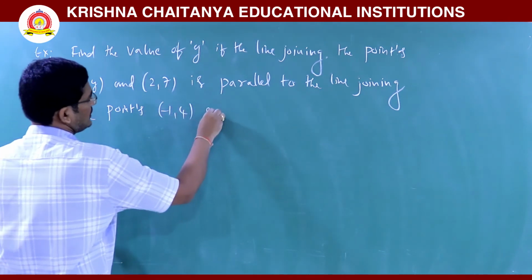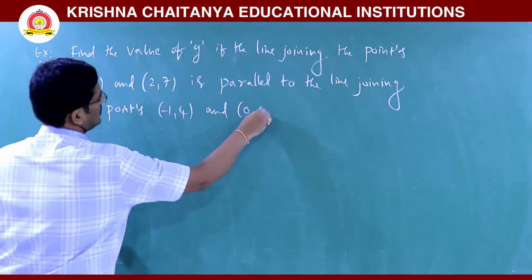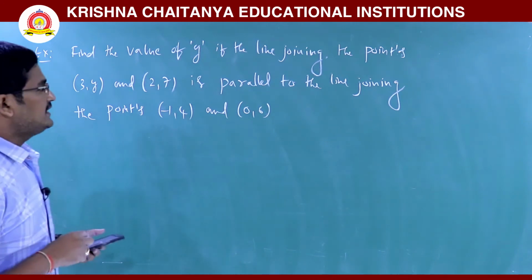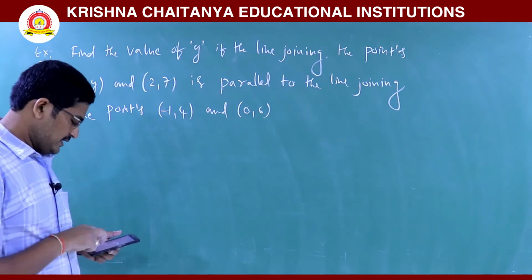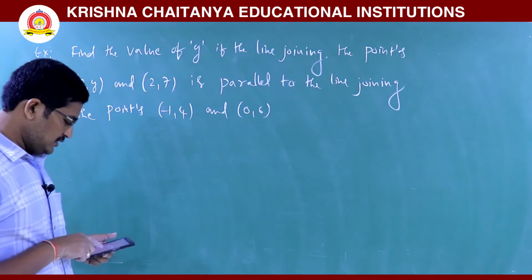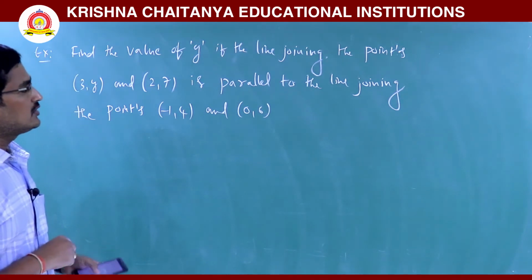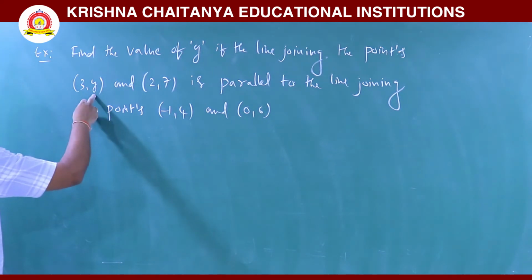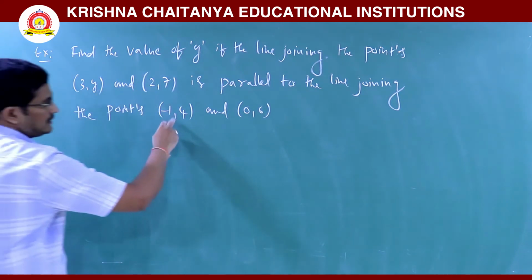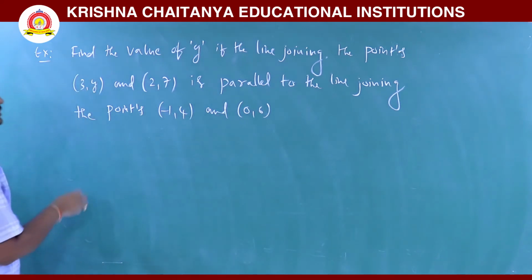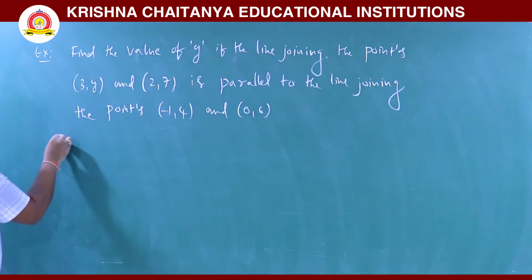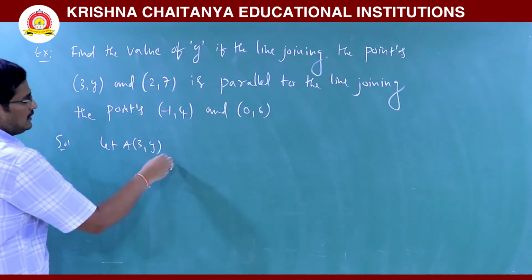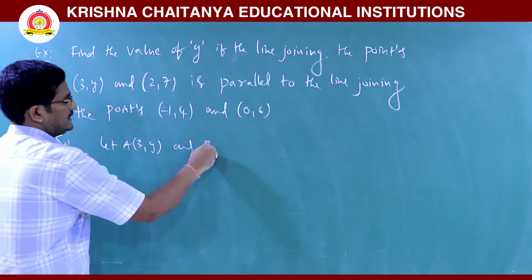Minus 1 comma 4 and 0 comma 6. Okay, find the value of y if the line joining the points (3y, 2) and (7) is parallel to the line joining the points (minus 1, 4) and (0, 6). So let me take the first point as A, the second point as B, and this one as C and this one as D. Let A be the point (3, y) and the point B is (2, 7).